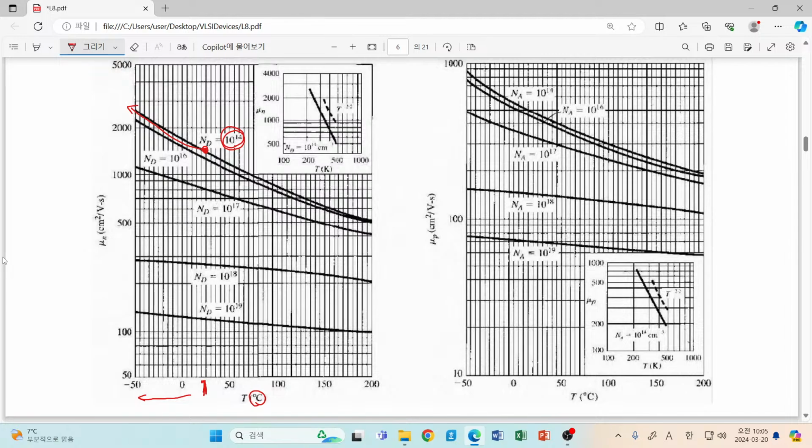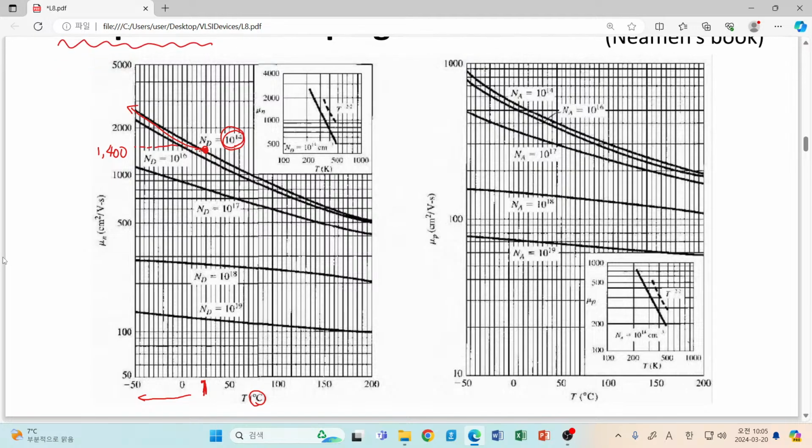We are now saying that electrons in the conduction band can have about 1400. However, this is only for 300 Kelvin. If we cool it down, it can easily exceed values like 2000. Yes, it depends on the case. And now let's consider doping dependence. Up to now we have considered phonons.